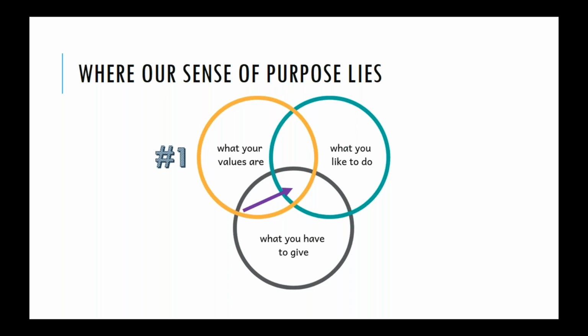Number 1, know what your values are and then live them out. Know what you like to do and make time to do it. And know what you have to give and contribute to the world around you. And then find the places and spaces where you can. So we're going to spend time in this next section dissecting these areas a little bit further so that you know at least one way you can start exploring each one of them.